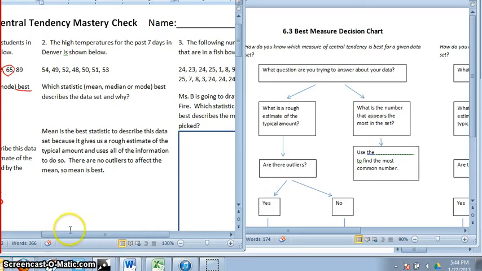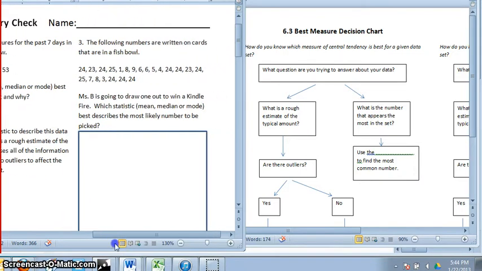All right, and you can see my answer right there. Mean is the best statistic to describe this data set because it gives us a rough estimate of the typical amount and uses all of the information to do so, meaning you add up all of the temperatures and divide by how many there are. There are no outliers to affect the mean, so mean is best. Let's go to number 3.